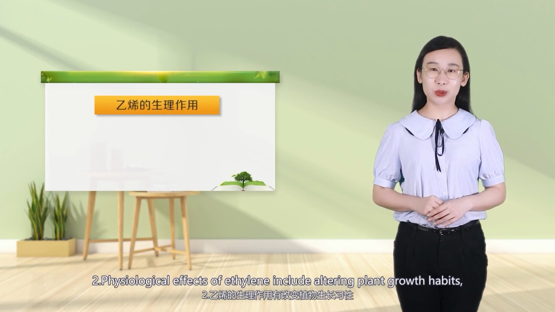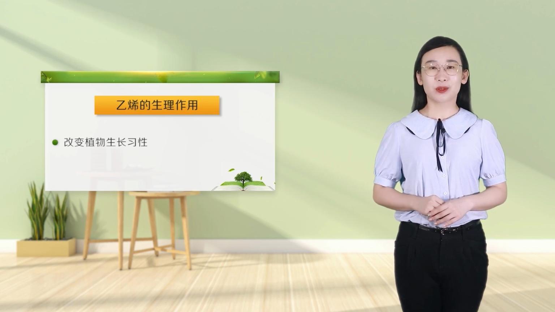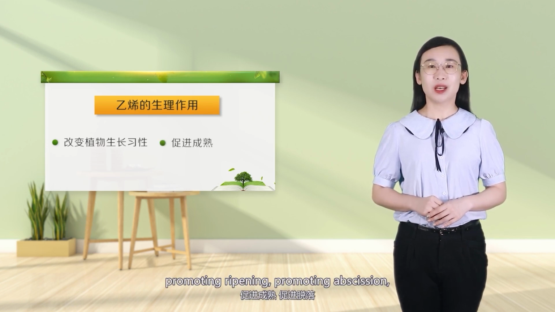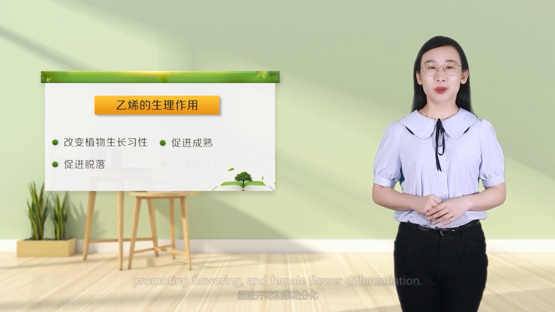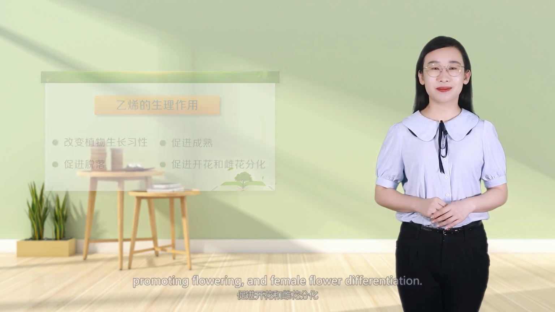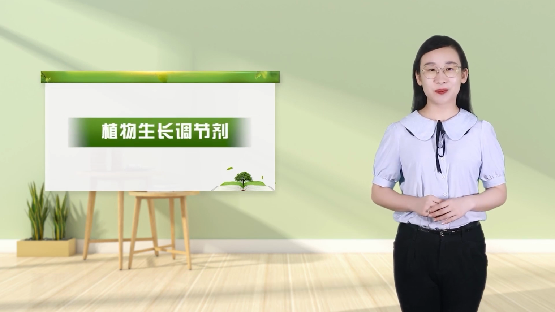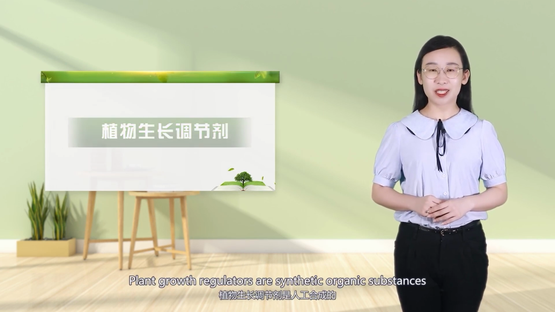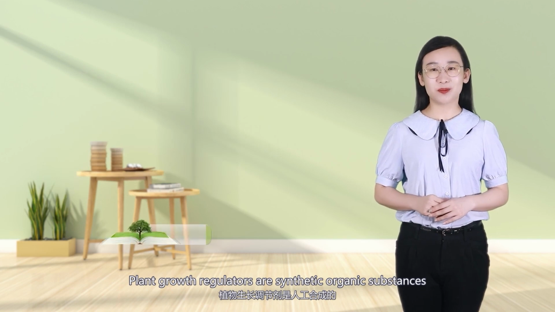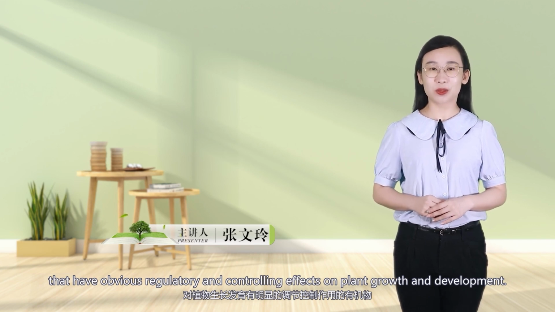2. Physiological effects of ethylene include altering plant growth habits, promoting ripening, promoting abscission, promoting flowering, and female flower differentiation. Now let's look at plant growth regulators. Plant growth regulators are synthetic organic substances that have obvious regulatory and controlling effects on plant growth and development.